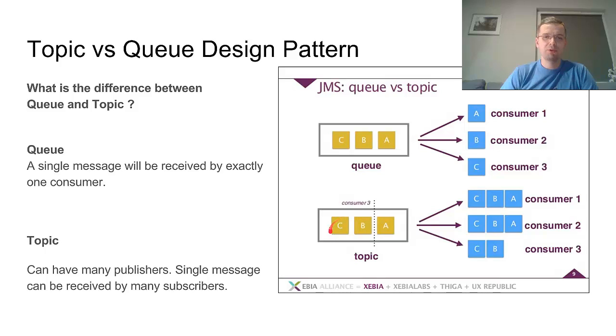While on the topic we can have many publishers that publish messages A, B and C, but on the topic the message A can be received by many consumers. So they register first to the topic, and once they are registered, they will receive a specific message that they need.